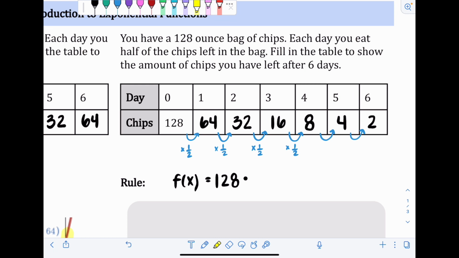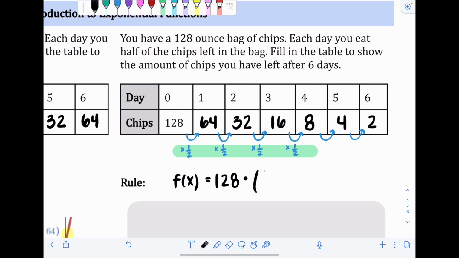So on day 1, we multiplied by a half 1 time. On day 2, we multiplied by a half 2 times. On day 3, we multiplied by a half 3 times. And on day 4, we multiplied by a half 4 times. So we're multiplying by a half over and over again. And again, we have a way of writing multiplying by the same number over and over again. It's exponents. And since the exponent is changing, how many times we're multiplying by a half changes, it's going to be a variable exponent.